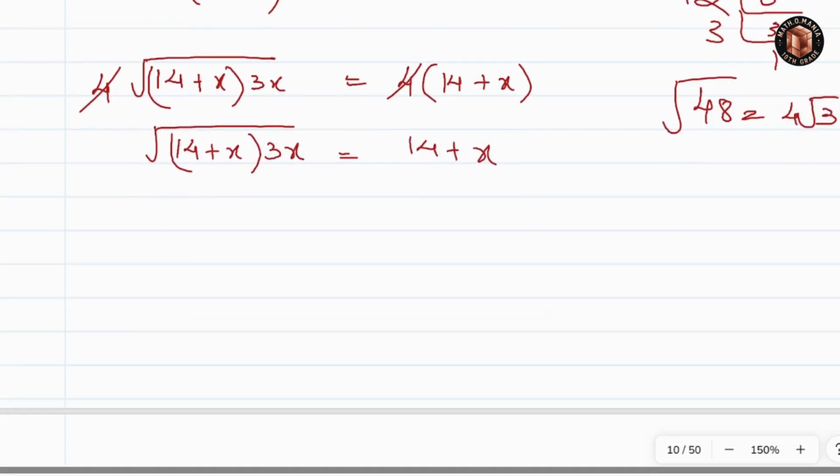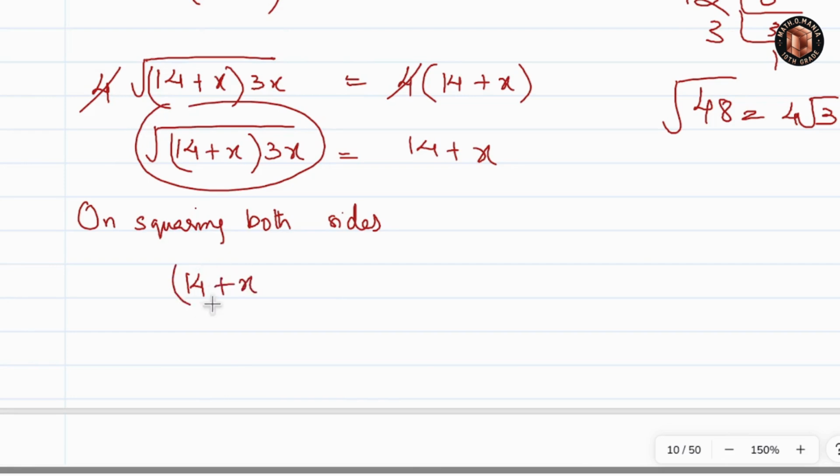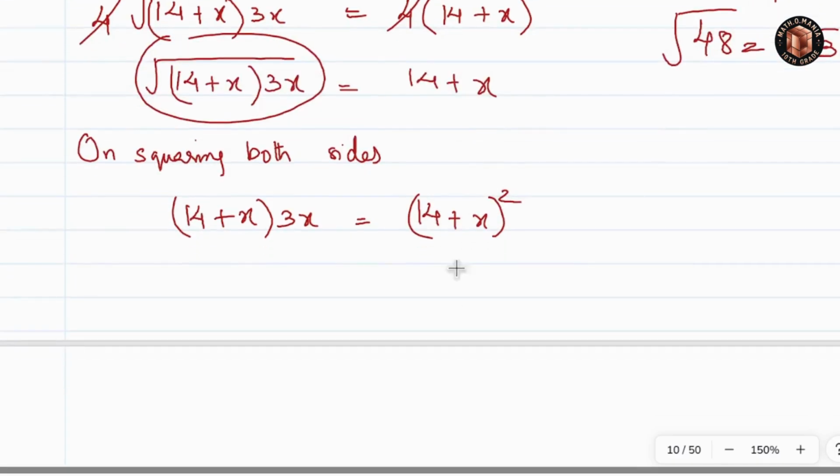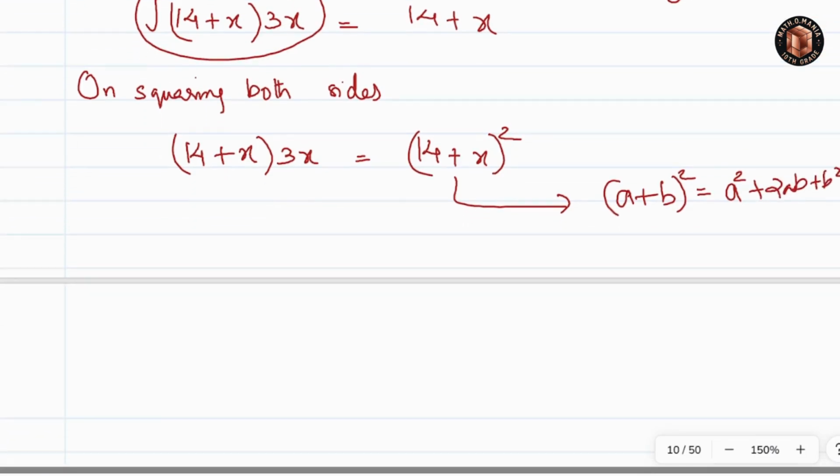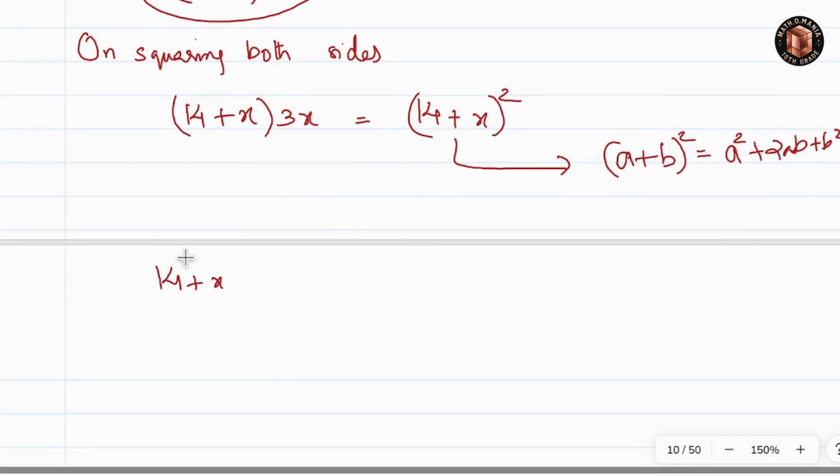Therefore, in the next step, I will square on both sides. On squaring both sides, I can nullify this root now, which is equal to 14 plus x into 3x is equal to 14 plus x the whole square. Here this is of the form a plus b the whole square, which is equal to a square plus 2ab plus b square. So I need to substitute these values here. 14 plus x into 3x equal to, what is a square here, which is equal to 14 square, 14 square plus 2 into 14 into x plus x square, right?